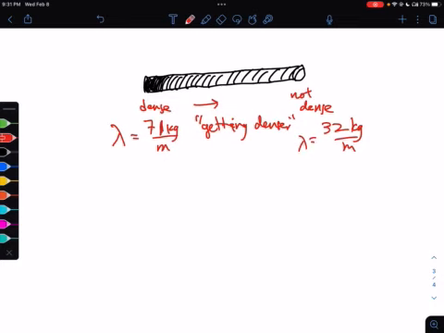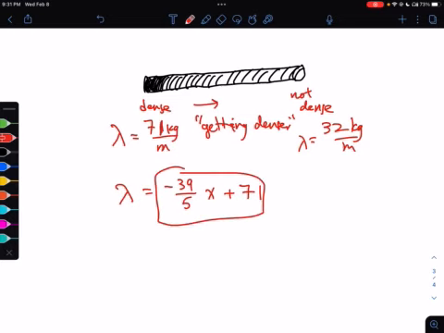So let's say that those are the linear densities on the ends, and let's say that the actual linear density function looks something like this. Okay, so this is the linear density function. Now you can plug in any x you like. Let's say that this is x equals 0, and this is x equals 5 meters long. So I didn't tell you that, but it's a 5-meter stick.